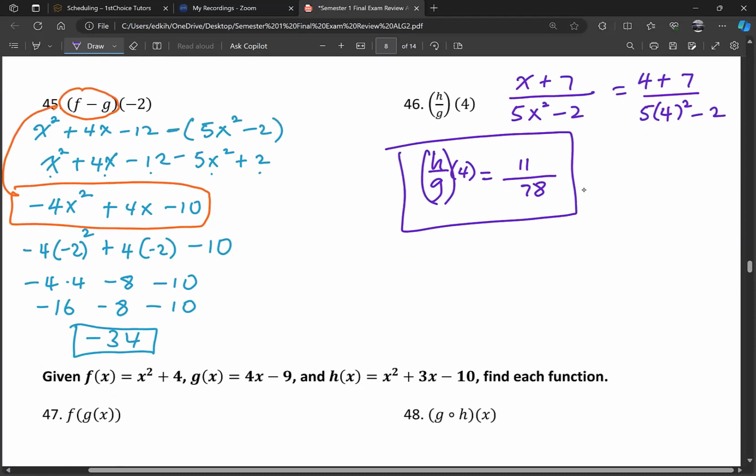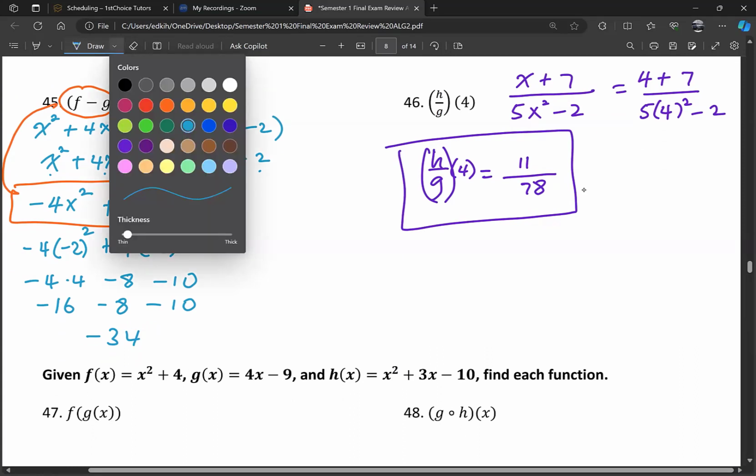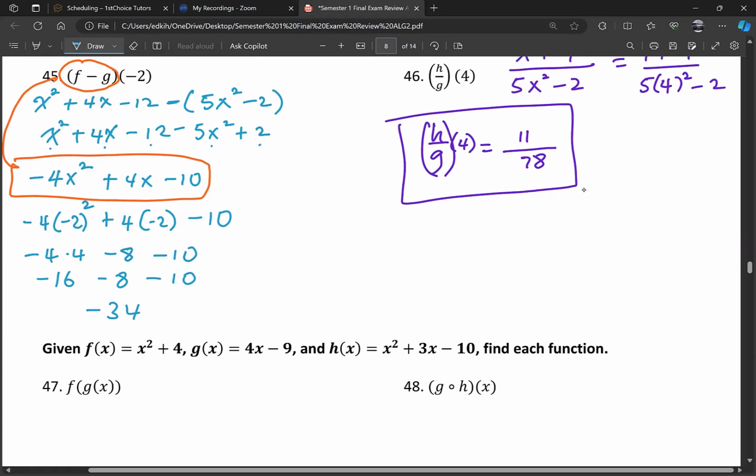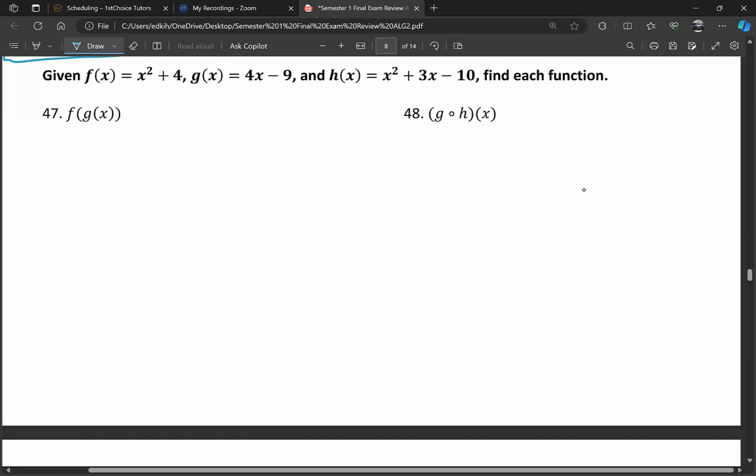Do I think Miss Palmer would be upset if you don't? I don't think so. But to be safe, I'm actually going to fix 45 also. I'm going to write the answer in its correct syntax. So it should be f minus g of negative 2 equals negative 4. There you have it. Okay, so we're making good progress.